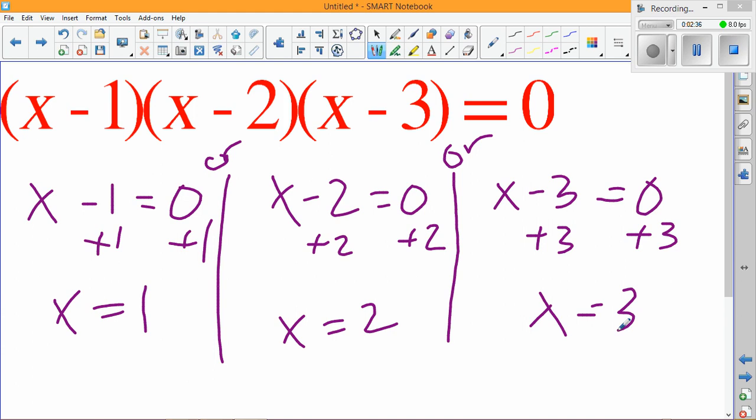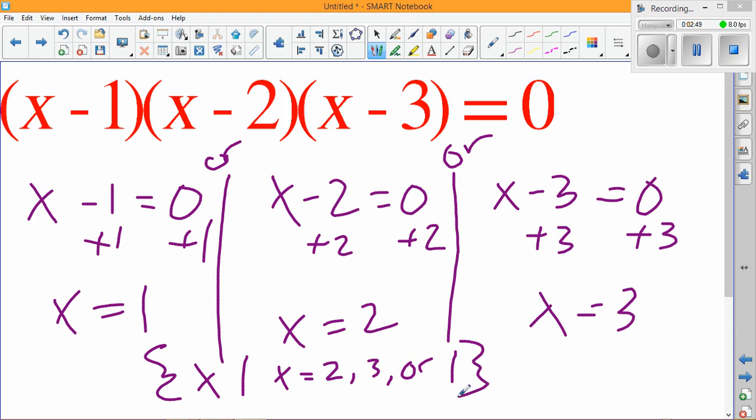So my solution set looks like x such that x is equal to 2, 3, or 1. So x has to be one of those numbers. Now notice what would happen. If I plugged 1 in, I would get this factor being 0, this factor being negative 1, and I would get this factor being negative 2. And 0 times 1 times negative 2 is 0.